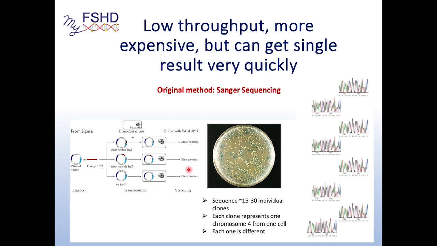and each one of these white colonies here contains a PCR fragment that originated from one chromosome from one cell in your cheek. Each one of these came from a different cell that we isolated from your cheek. We got thousands and thousands of cells in your saliva sample, and each one has the same DNA sequence at chromosome 4. Two chromosome 4s, the very distal end is going to be the same sequence in both chromosome 4s, but epigenetically they're going to be different. So we pick a series of these white colonies, 15 to 30 of them, and we have them sequenced. Again, each clone represents one chromosome 4 from one cell. They're all different, and we get the sequencing. And this just shows you the difference, color-based capillary sequencing.